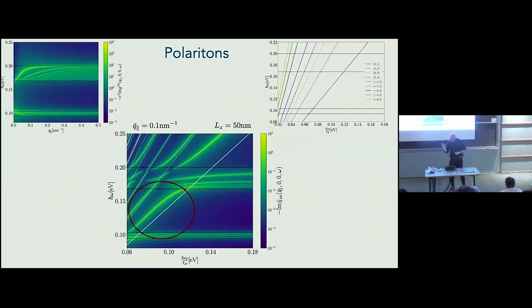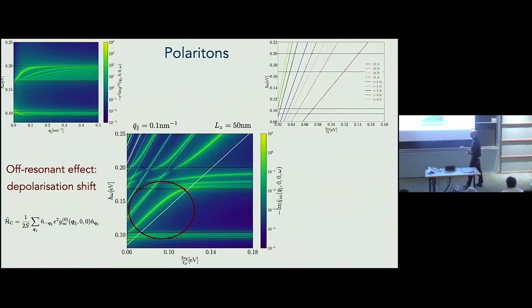Okay, and then you can see that somehow the cavity has another effect, that is this big positive shift also outside the resonance, and this is really coming from this depolarization shift that is really Coulomb interaction, but actually this modified Coulomb interaction due to the cavity. So in free space you will not see such a big effect.